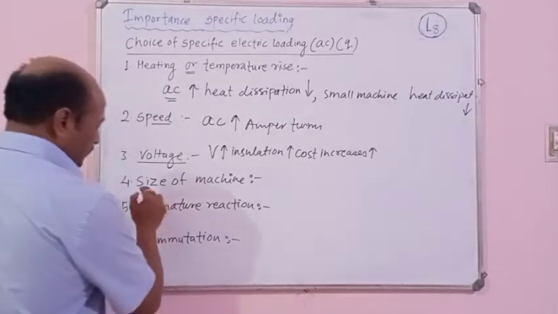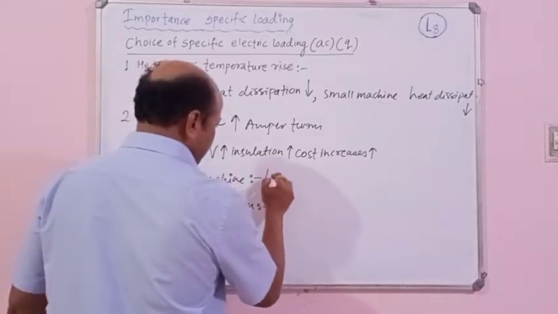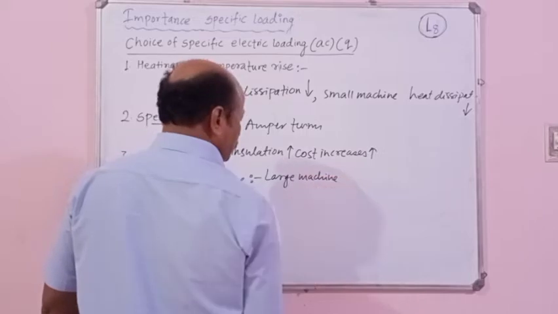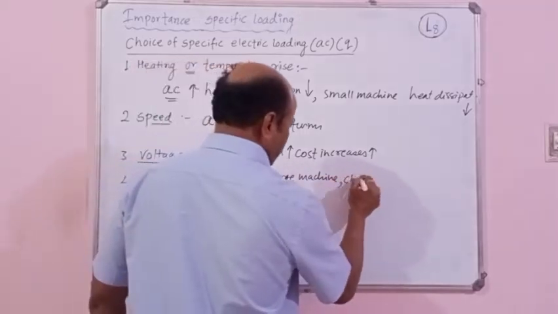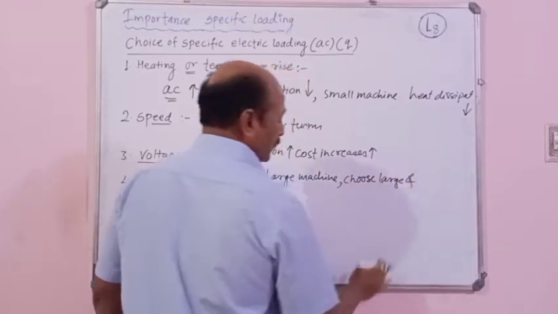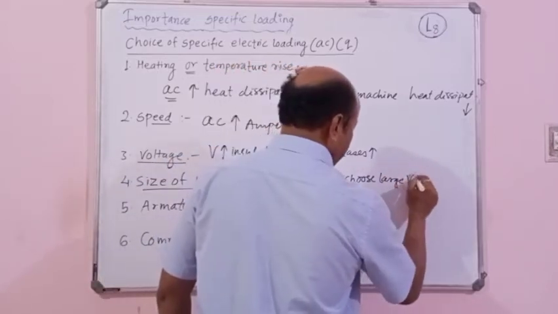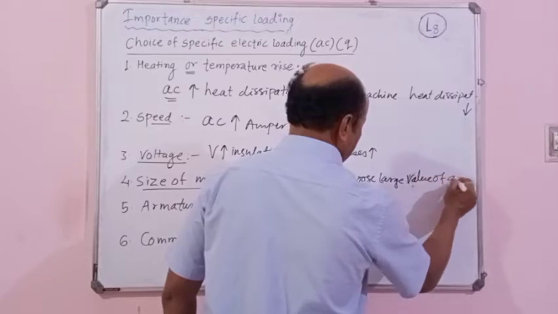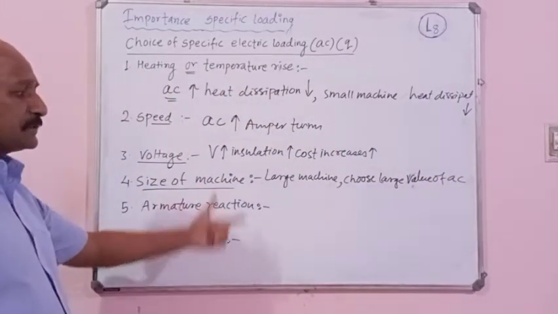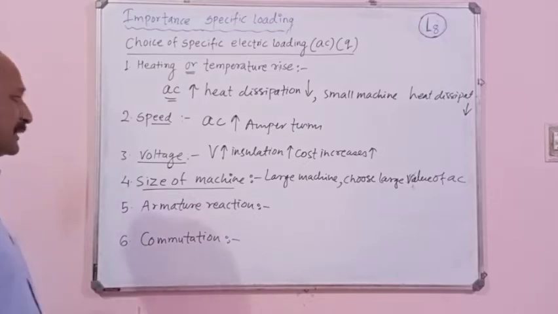Then size of the machine. For a large machine, you can choose the large value of AC. Since for the large machine we have the large diameter, under that condition the space is available. Under that condition you can choose the large value of AC or ampere turns.